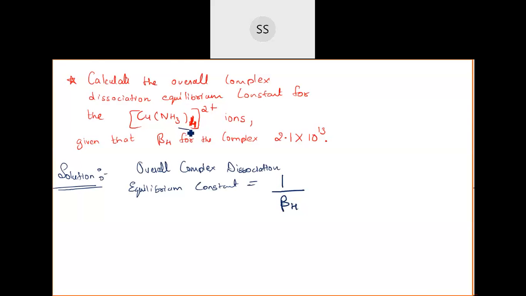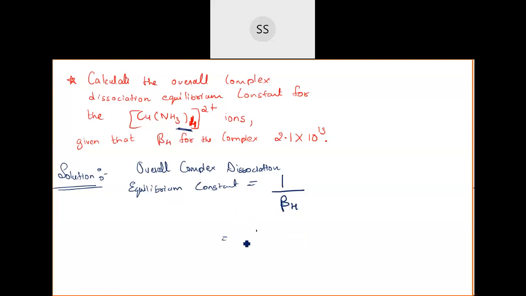So you check out how many ligands are there. So much you write the value. Okay, beta suffix value you will write based on how many ligands they have combined with. Here 4 ligands are there, so it will be beta 4. If suppose it was 2, you will write 1 divided by beta 2. Okay, suffix will be 2.